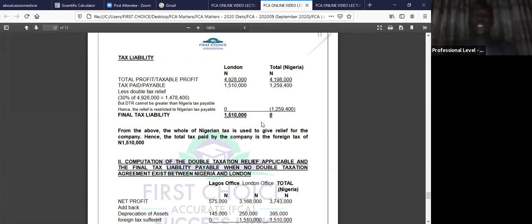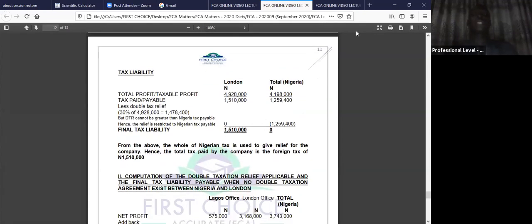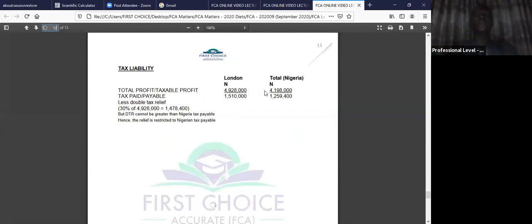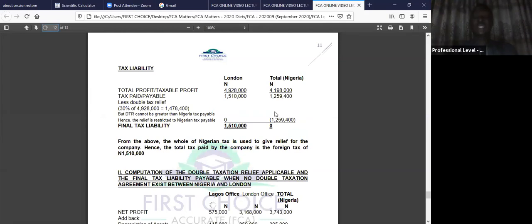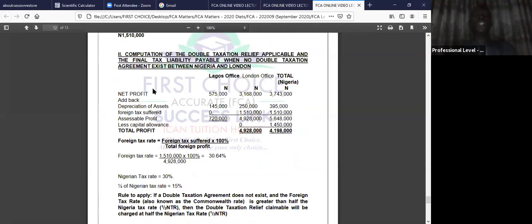We believe this is so clear. Now, I want to look at the second one, where a double taxation agreement does not exist. So we come to that same situation here.